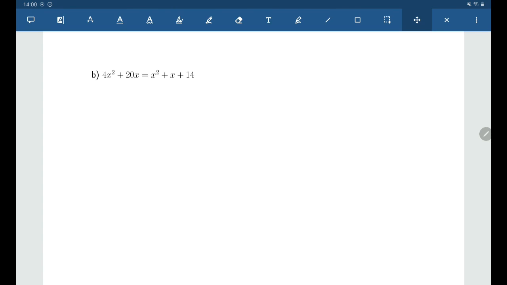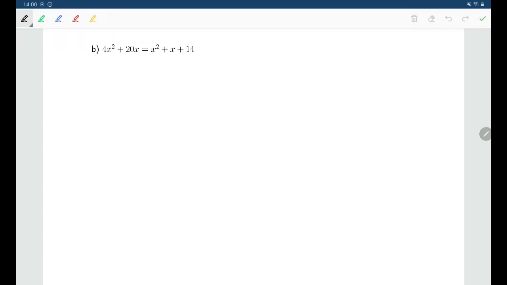One more to solve, and again we'll solve this much the same way. I'll be bringing everybody to one side, so the x squareds have been brought over to the left side, leaving me with 3x squared. I bring the x over to the left side, leaving me with 19x, and I bring the 14 over to the left side, and so now the right side of the equation is 0.